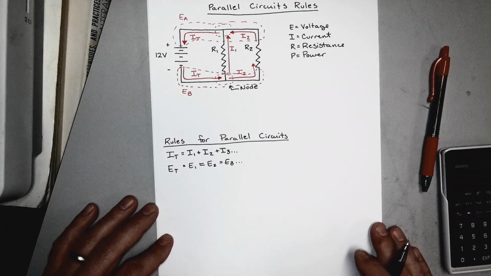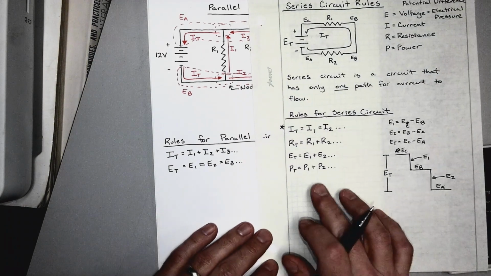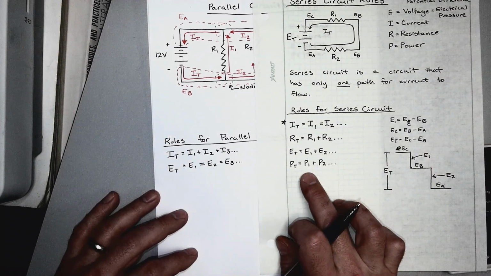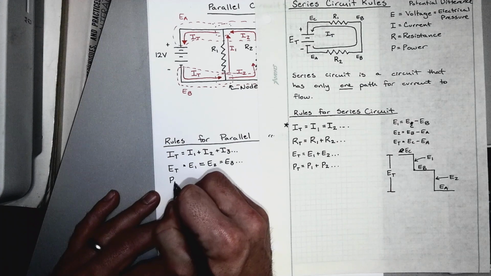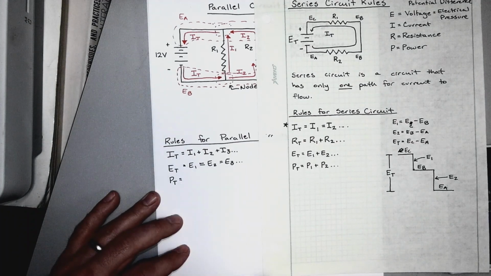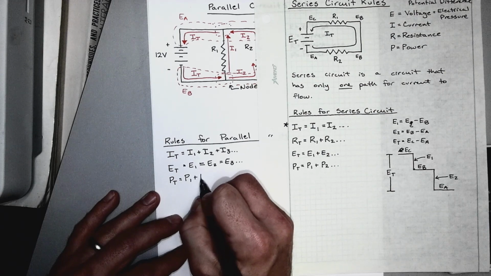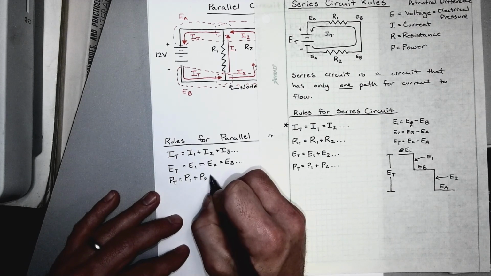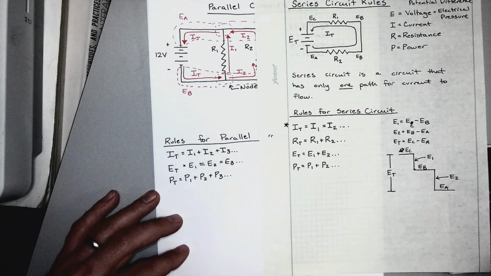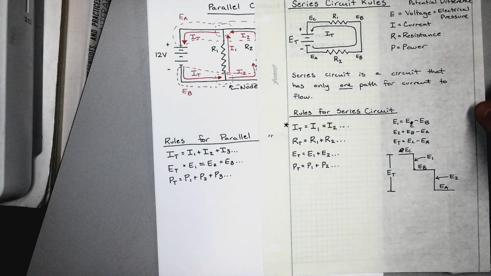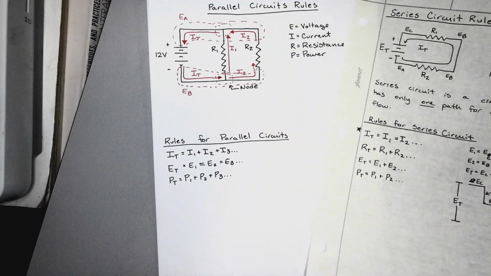Now, power, if we look at power, that's probably the easiest to remember because it just so happens that it's exactly the same rule for series. So if we're looking at the total power dissipated by the circuit, it's going to be the power dissipated by the first resistor plus the power dissipated by the second resistor plus the power dissipated by the third resistor, and so on and so forth, for however many resistors we have in the circuit. And so those are exactly the same regardless of the type of circuit, so it makes it kind of easy to remember.